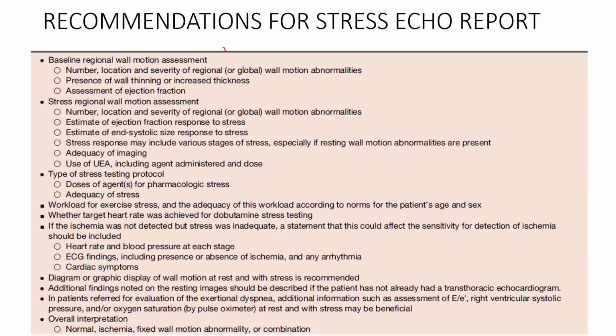These are the components of the report that is needed when you do a stress test. The baseline regional wall motion has to be commented on. Your stress regional wall motion that you elicited, the protocol you used, the dose, was the test adequate or not? What was the workload? Was target heart rate achieved? You understand? If ischemia was not detected, but stress was inadequate, you have to make a statement on that.